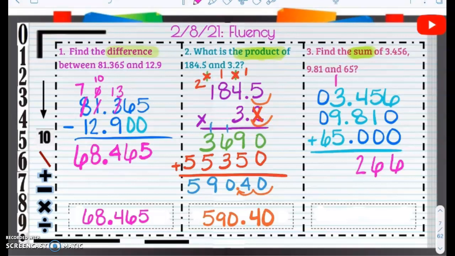Drop that decimal. Drop it like it's hot. 9 plus 1 is 10. Plus 5 is 15. Plus 3 is 18. 6 plus 1 is 7. So our answer is going to be 78 and 266 thousandths. And that's going to be it for our fluency. Great job.